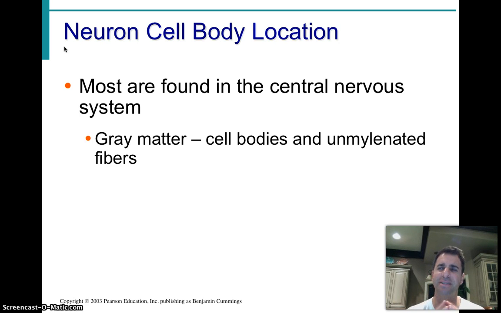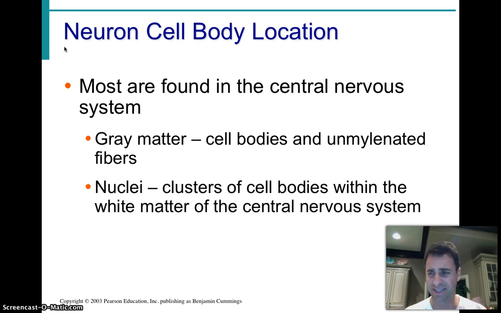You probably have seen pictures of the brain, or you will, and you'll see parts of the brain where part of it is gray and part of it is white. The gray part is cell bodies and unmyelinated axons, whereas the white is actually myelinated axons, the white matter.